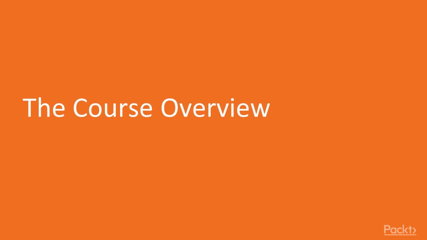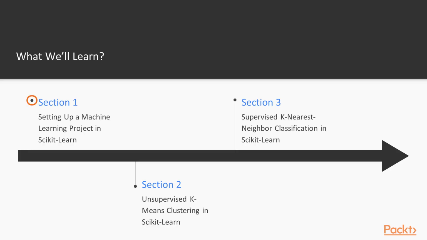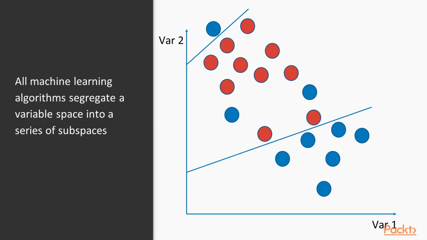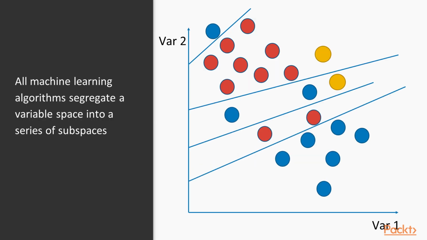So let's look at what we're going to cover in this course. We're going to look at setting up a machine learning project in Scikit-learn. This is really just the elements of building a machine learning project in Scikit-learn that are common to almost all implementations, with very few exceptions. The things you want to do every single time in order to get the most from your data and your model.